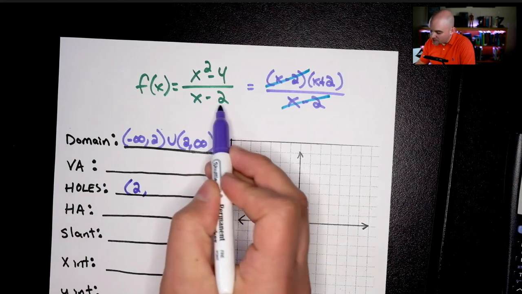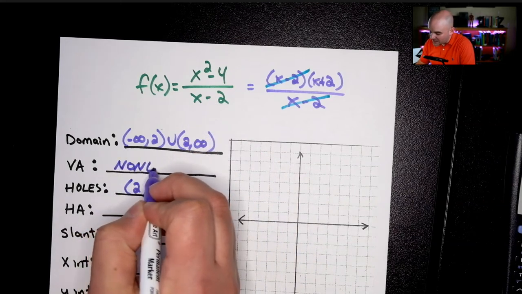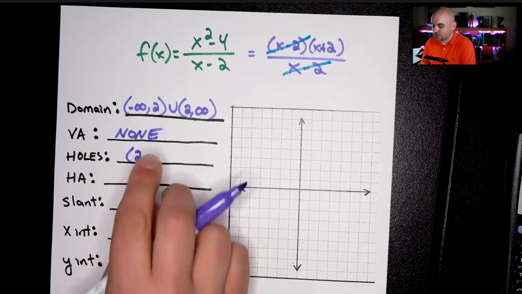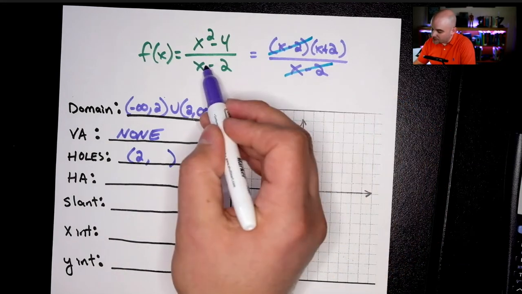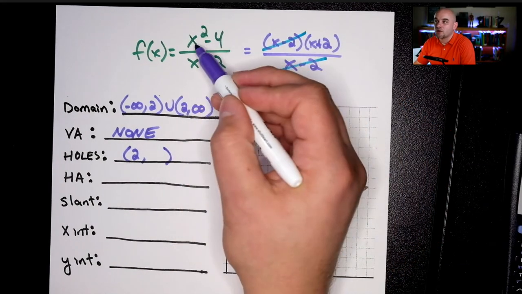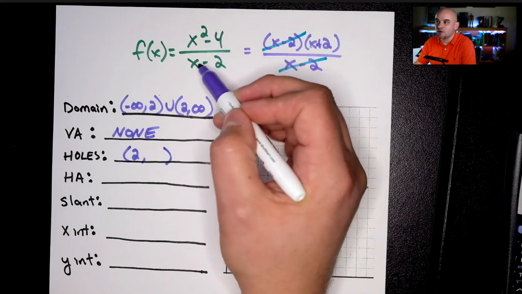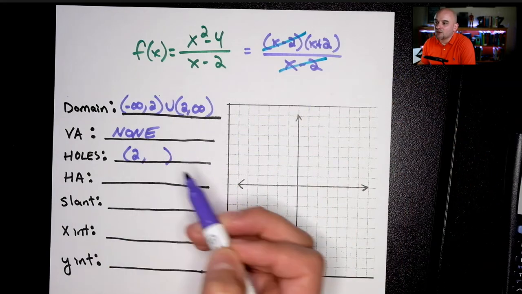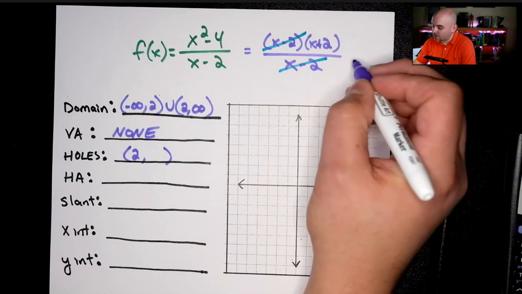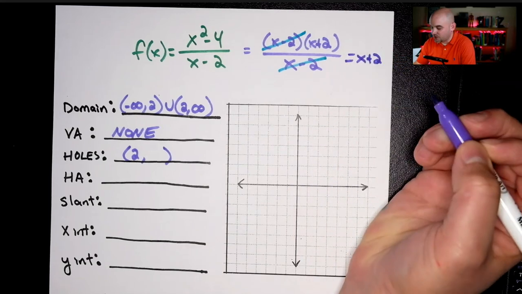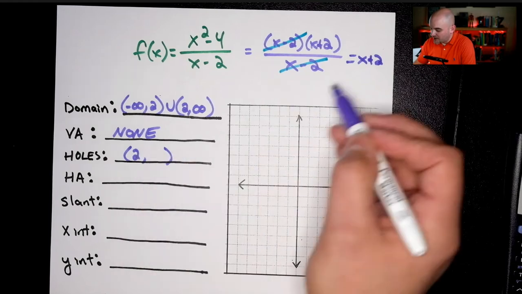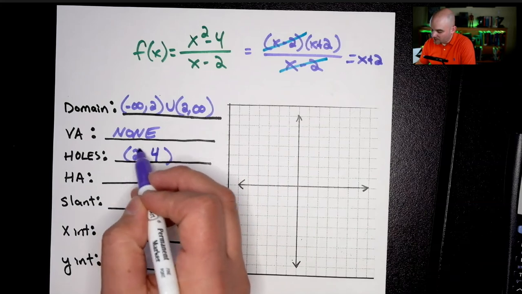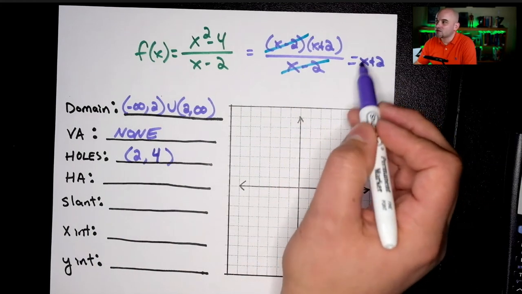Now, there are no other domain issues, so I know there's not going to be a vertical asymptote. But I need to know the y location of this hole. So don't forget that. To find the y location, don't put it back in here because you'll get 0 over 0. 2 squared is 4, 4 minus 4 is 0, and 2 minus 2 is 0. You get 0 over 0, which you can't do. So to figure out the y location of the hole, put it back into this canceled out version. This thing simplifies to x plus 2. So if you put that 2 in, you get 4.